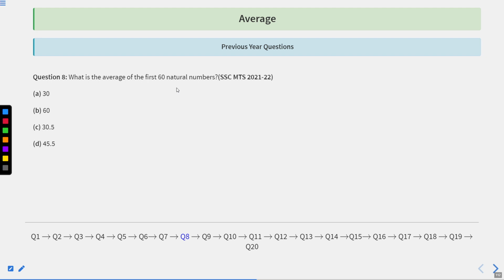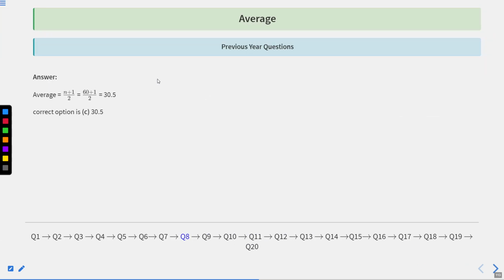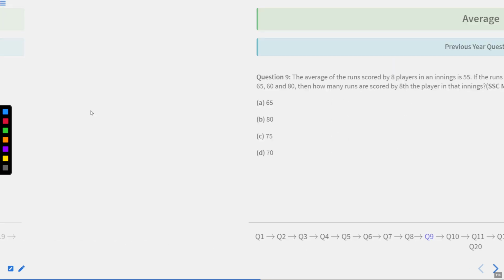What is the average of first 60 natural numbers? This is a very simple and direct formula based question which we have studied in the theory lectures, in which I told you that the average of first n natural numbers is given by (n plus 1) upon 2. Since in this question n is already given to you, which is equal to 60, it will be (60 plus 1) upon 2, and it is 30.5. So the correct option here will be option number C, 30.5.